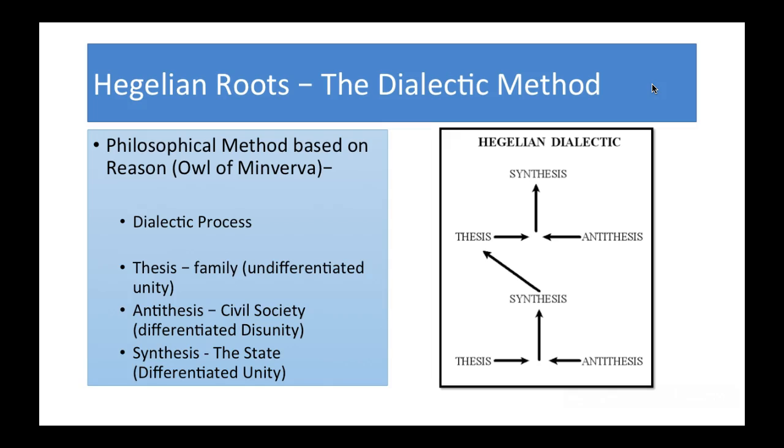So we're going to smash that thesis, the starting idea, with this idea of civil society, the antithesis then, and that is differentiated disunity. So just the opposite of the thesis, the family. What does he mean by that? So civil society is a collection of individuals who are different one from the other. That is the idea of differentiation. And they, being different individuals, are also not unified, as we saw in the family. So we have differentiated disunity. That's the opposite or the antithesis of the thesis.